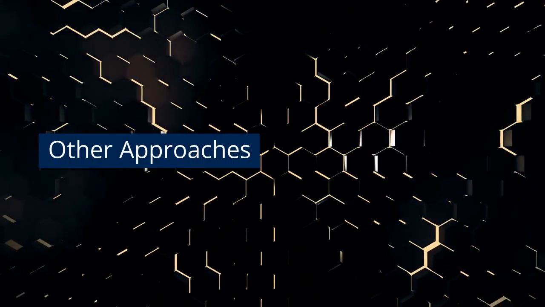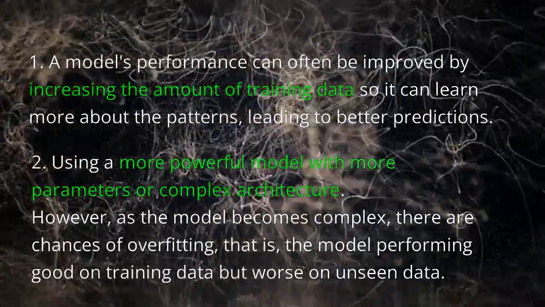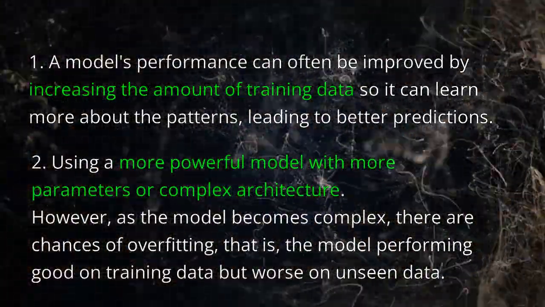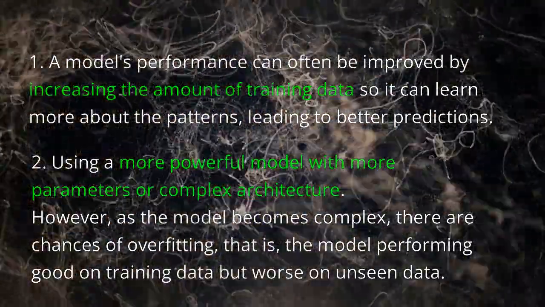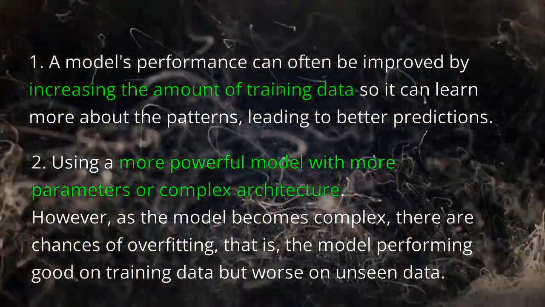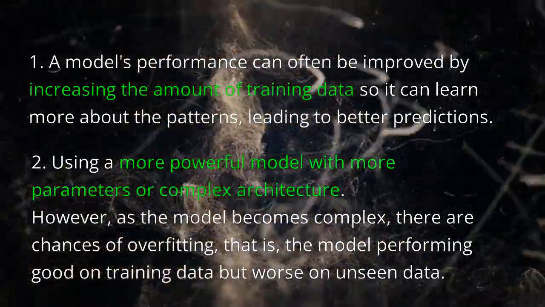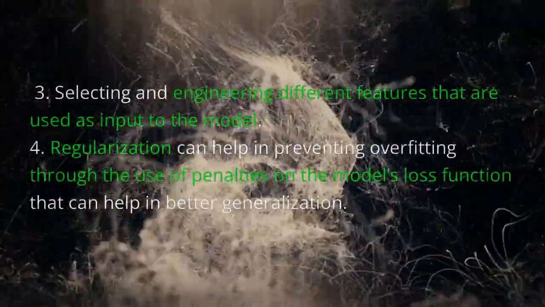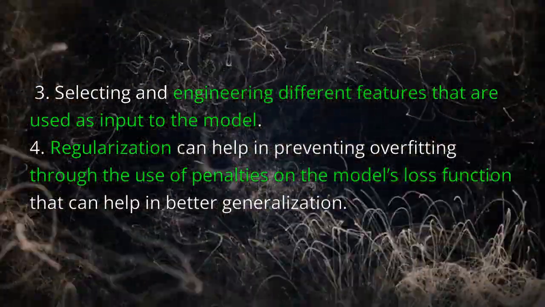Let's talk about a few other approaches for improving classification model performance. A model's performance can often be improved by increasing the amount of training data so it can learn more about the patterns, leading to better predictions. Another approach is using a more powerful model with more parameters or complex architecture. However, as the model becomes complex, there are chances of overfitting. That is, the model performing good on training data but worse on unseen data. Another approach is selecting and engineering different features that are used as input to the model.